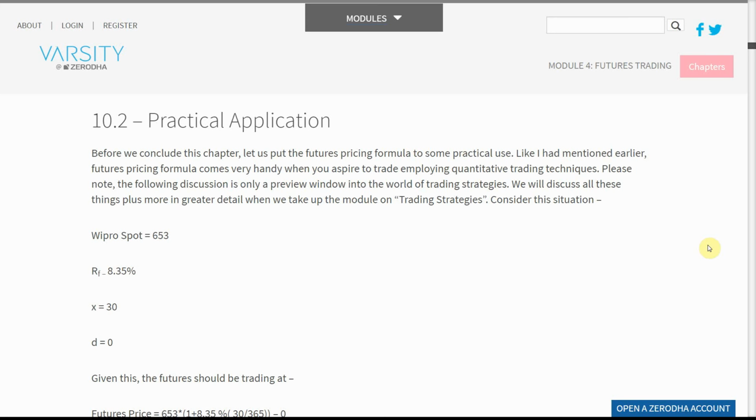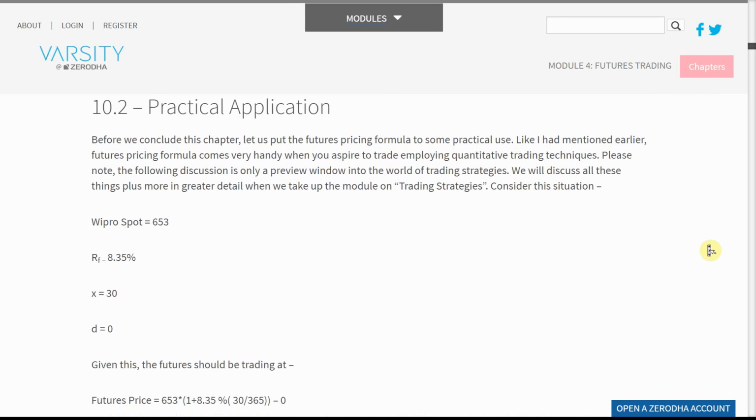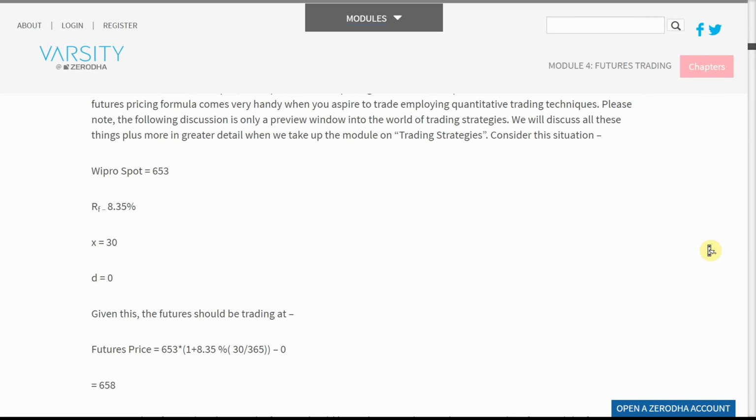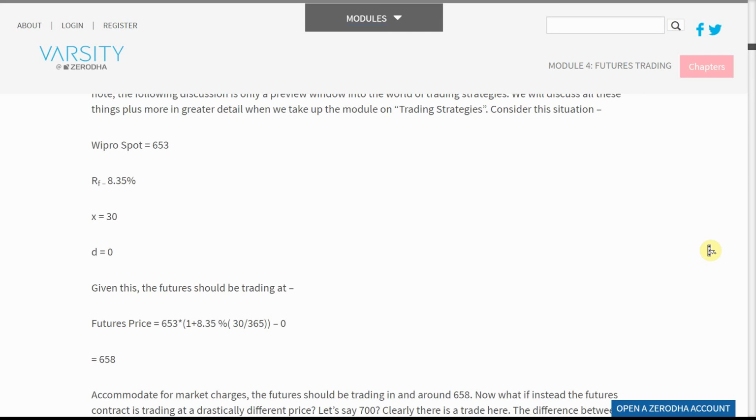Consider this situation. Wipro spot equals 653. RF equals 8.35%. X equals 30. D equals 0. Given this, the futures should be trading at: futures price equals 653 * (1 + 8.35% * 30/365) - 0 equals 658. Accommodate for market charges. The futures should be trading in and around 658.